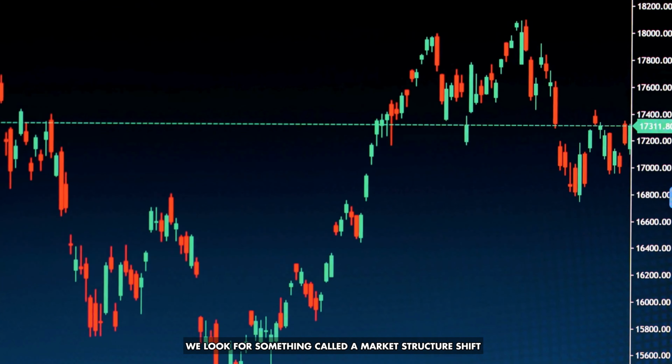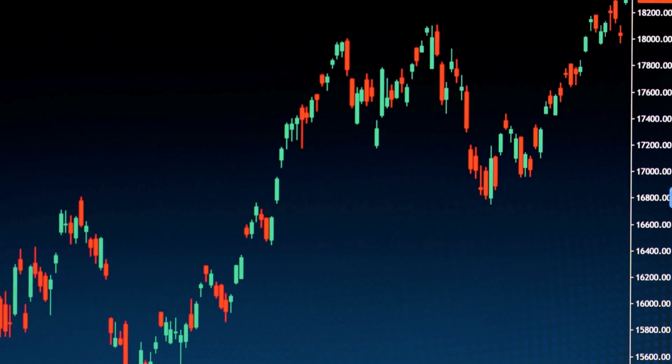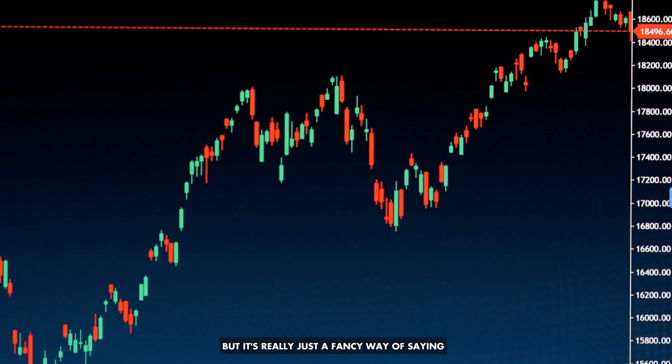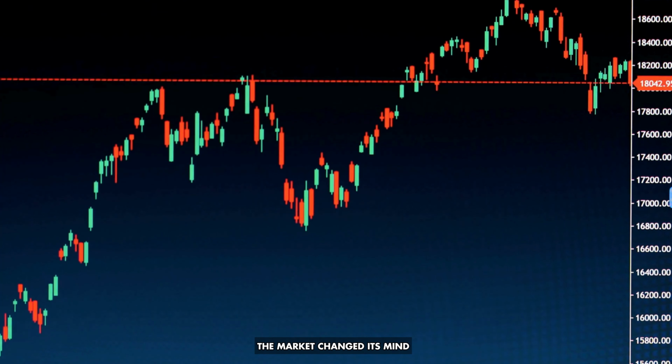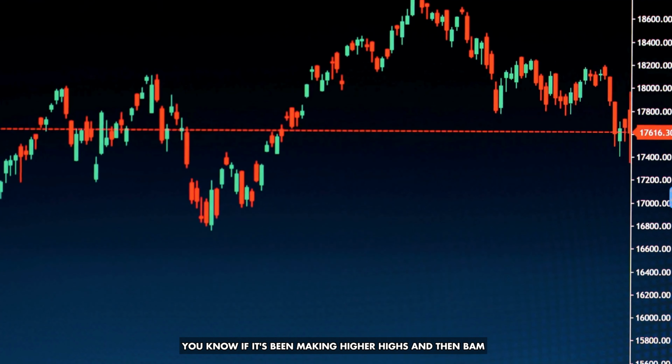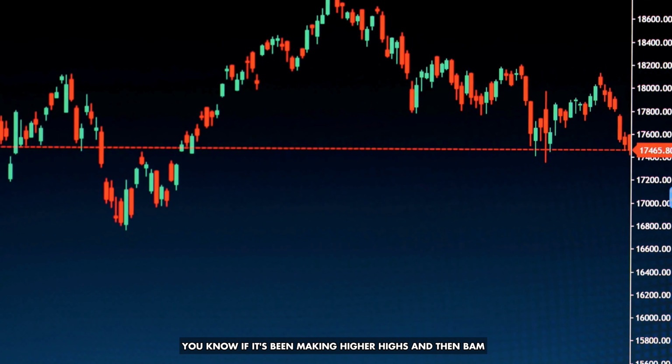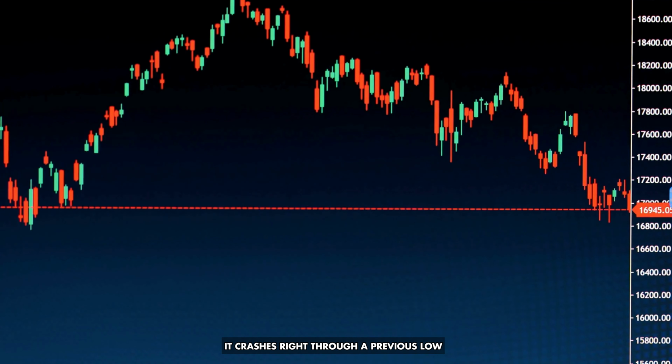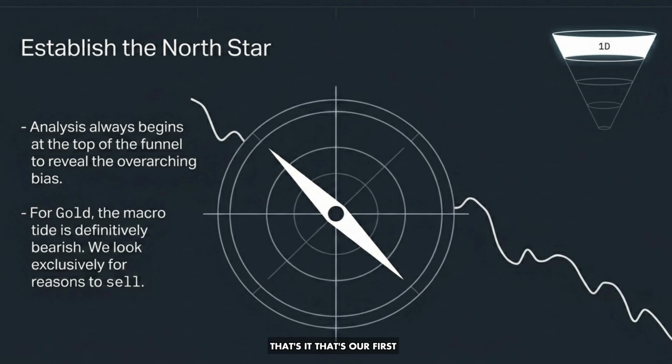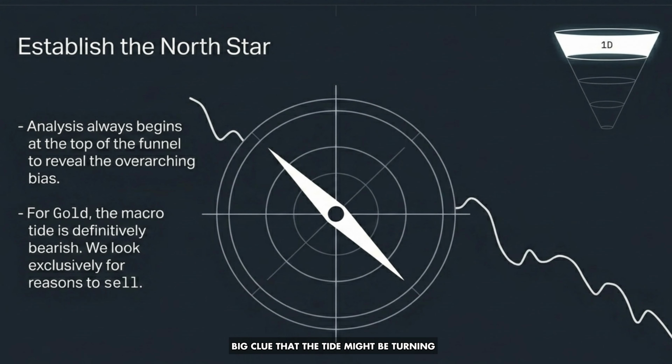We look for something called a market structure shift. I know, it sounds a little technical, but it's really just a fancy way of saying the market changed its mind. You know, if it's been making higher highs, and then bam, it crashes right through a previous low, that's it. That's our first big clue that the tide might be turning.